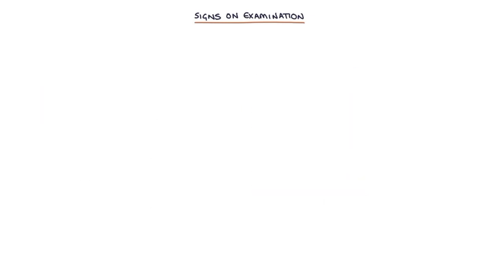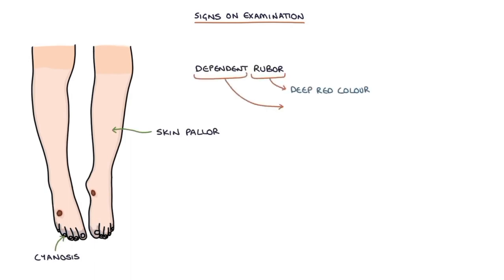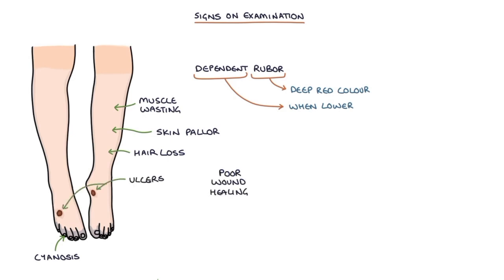The signs of arterial disease on inspection are skin pallor, cyanosis, dependent rubor, which is a deep red color when the limb is lower than the rest of the body, muscle wasting, hair loss, ulcers, poor wound healing, and gangrene, which is the breakdown of skin and a dark red or black change in coloration.